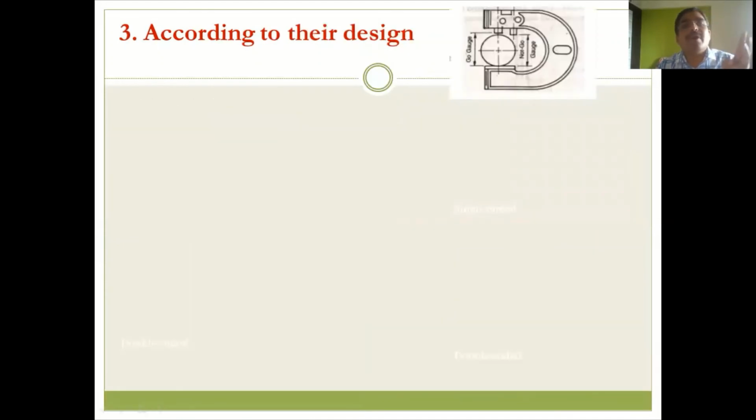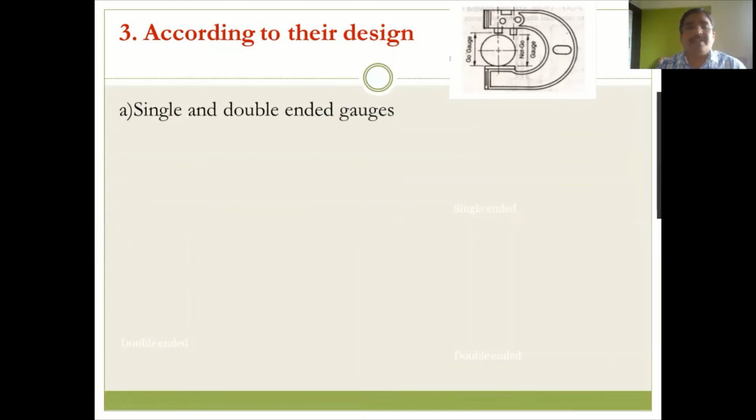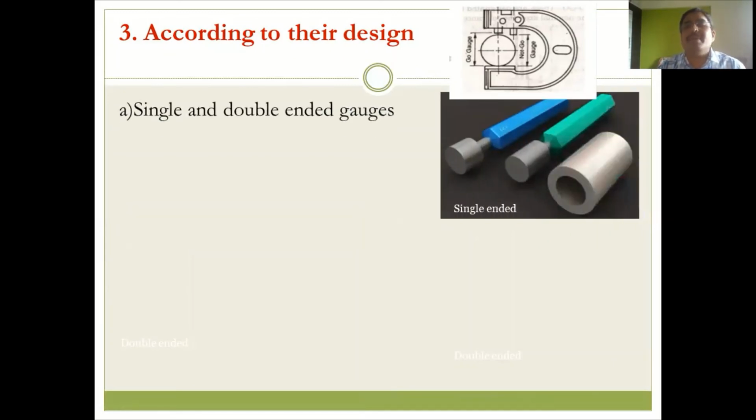Then the third point is according to the design. According to the design means, it's very simple. I have written single ended and double ended. Here, can you see this is a single ended? Single ended means only the go end is there, and on the other side of the handle there is no go. Such types of gauges are called single ended.